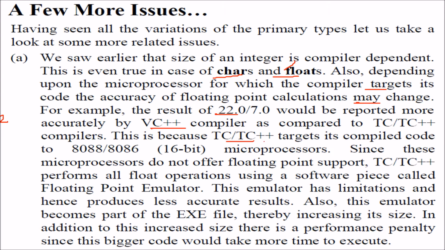Why? Because TC++ is compiled for the 16-bit 8086 or 8088 microprocessor, and this microprocessor does not offer any floating point support. So TC++ performs all floating point operations using a special piece of software known as the floating point emulator. This emulator has a limitation, and hence they produce some less accurate results. This emulator becomes a part of the exe, and when something becomes a part of the exe, it increases the size of the exe. If you have an increased size, there will be a performance penalty because bigger code will take more time to execute.